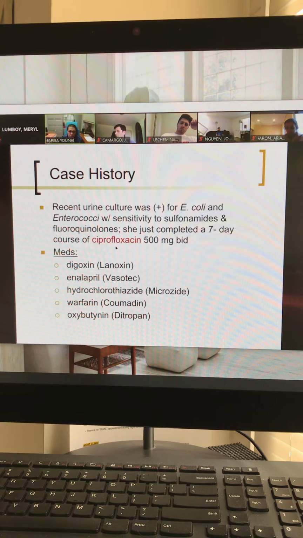She just got over one urinary tract infection, and they told her that it was related to E. coli, and was sensitive to sulfonamide and fluoroquinolone, and they just gave her a 1-week course of ciprofloxacin, which is a fluoroquinolone. These are her medications: digoxin, enalapril, hydrochlorothiazide, Coumadin, and oxybutynin. Again, relate each medication to the medical condition for a second.